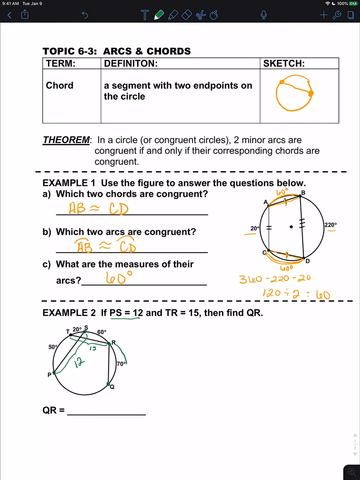Well, we know that this arc is 70 degrees. So let's see. The arc that goes from R to T is 60 plus 20. So that's 80 degrees. So it's not the same. But what about the arc that goes from P to S? Here, it's 50 plus 20. So that whole arc is 70 degrees. So if this arc is 70 and this arc is 70, then those chords have to be the same length. And we know this chord is 12, so therefore R to Q or Q to R is also 12.